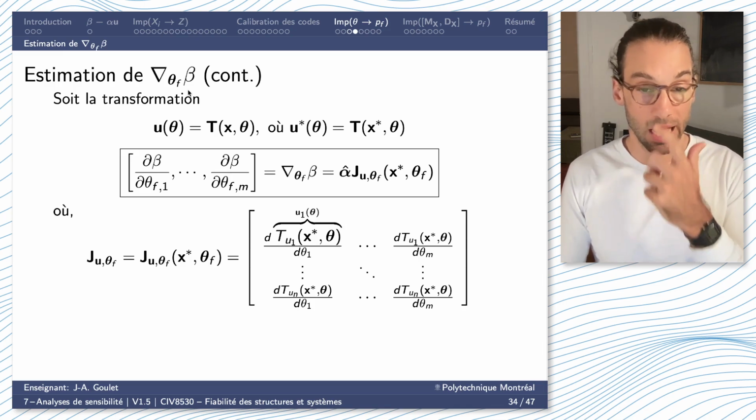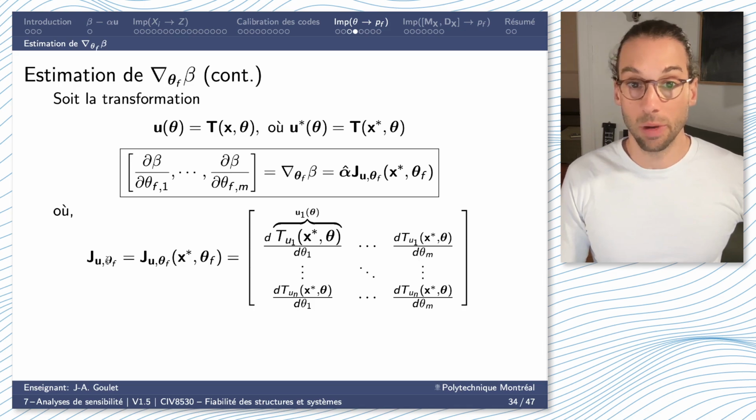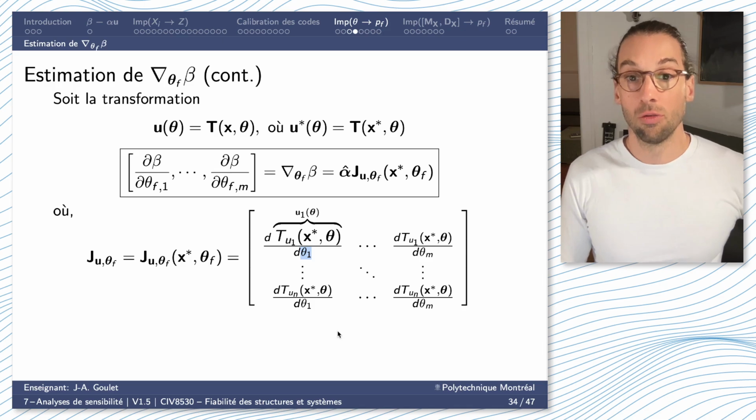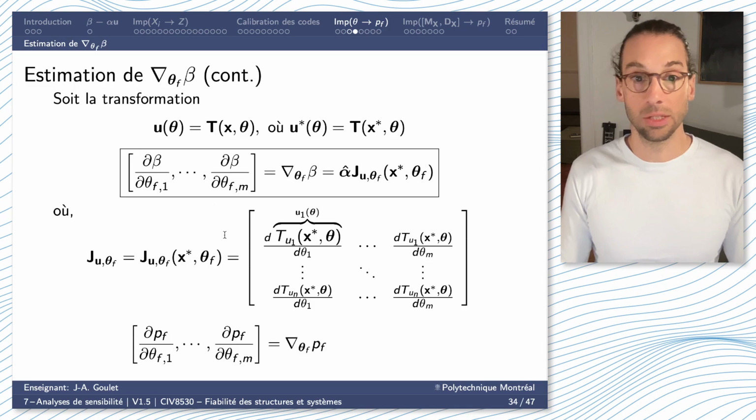So in this case, that Jacobian of my u space with respect to my theta is going to be equal, in that first term, to the derivative of my transformation evaluated at x star for u1 with respect to theta 1. Okay, and I can do this for all my variables, for all my parameters theta. Then this will give me the sensitivity of beta with respect to my parameters.